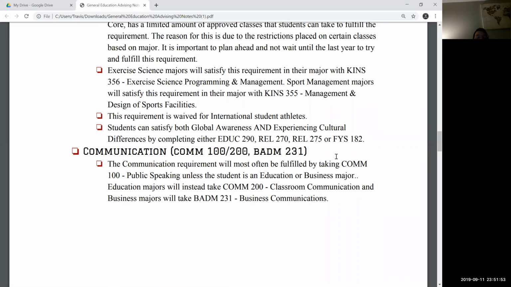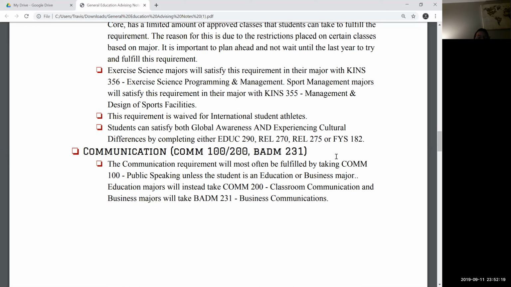Then communication. Almost everyone is going to take the public speaking class, and most take it freshman and sophomore year and get it over with. Everyone's probably going to be nervous in there. It's not just you. If you are an education major, then you're probably going to take COM 201. I didn't put that on here, but I put COM 200. I think it actually is 201, so I apologize. I think that's a typo.